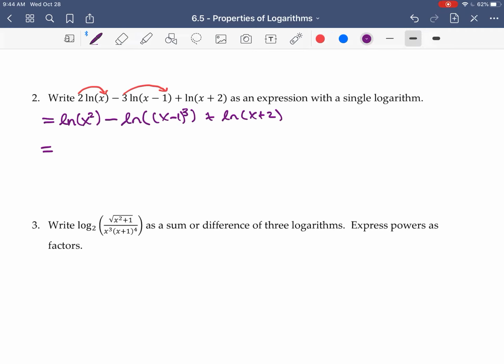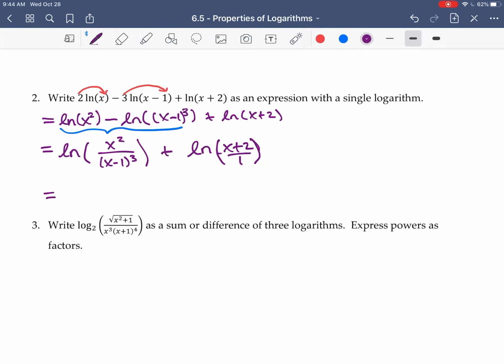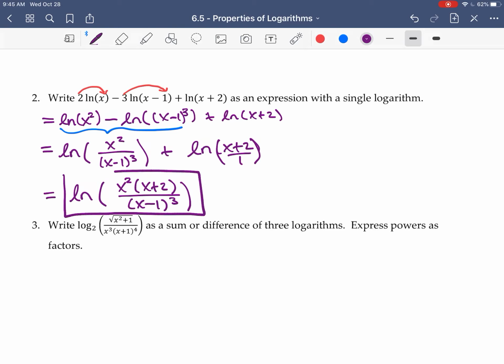So this whole expression is equal, and I could take these two. When I have subtraction of lns, that's like division inside. So this is ln of x squared over x minus 1 cubed. And when I have addition of logs, that's multiplication. So this is like over 1. I'm going to have to multiply fractions here. So what I'm going to get is ln of x squared times x plus 2 all over x minus 1 cubed. Now I have the whole thing written as a single logarithm.